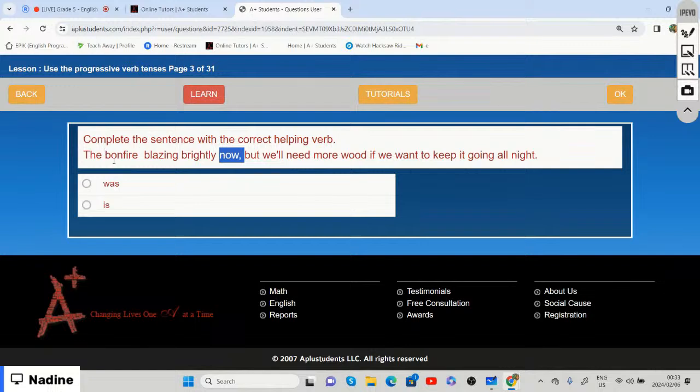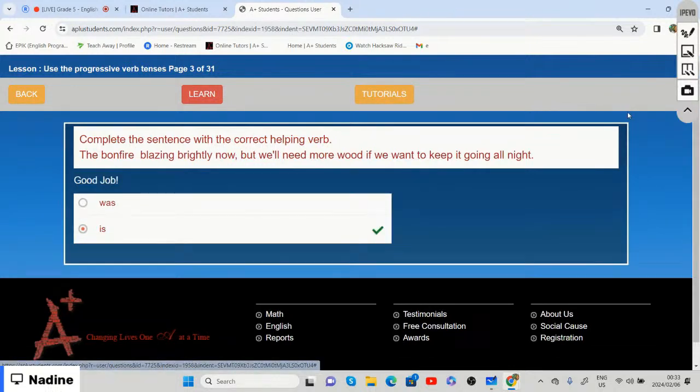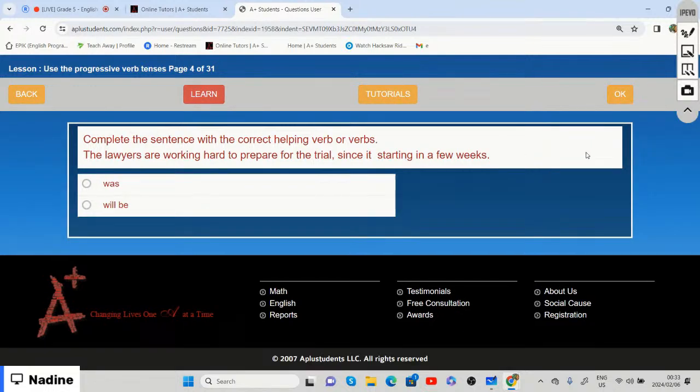So if we make mention of the word now, now gives us the idea that it's in the present tense. So we say the bonfire is blazing brightly now, but we'll need more wood if you want to keep it going all night. And that is correct. So well done, is correct.